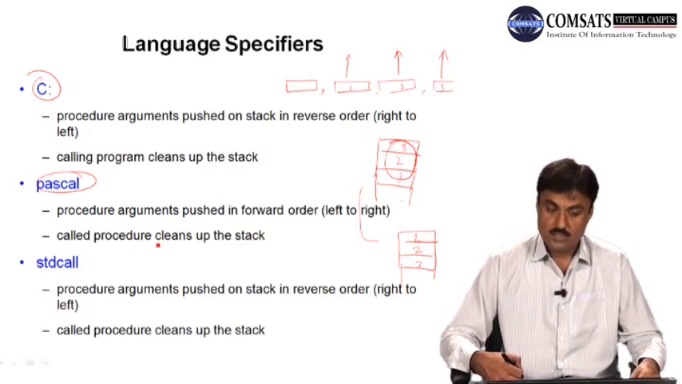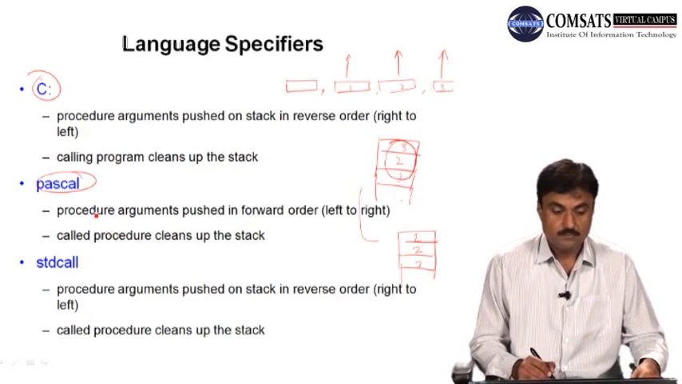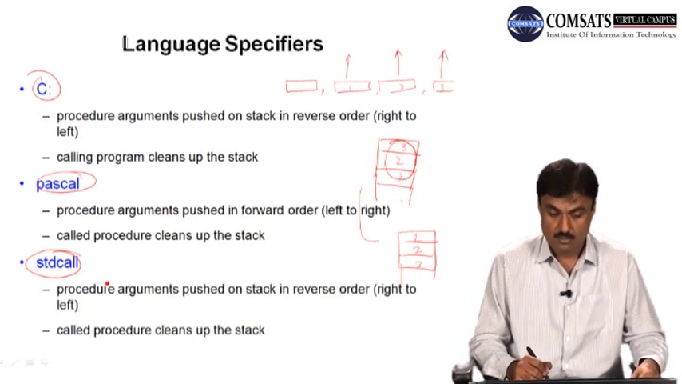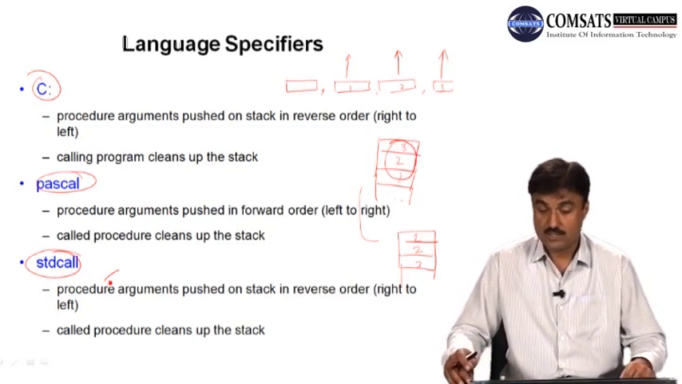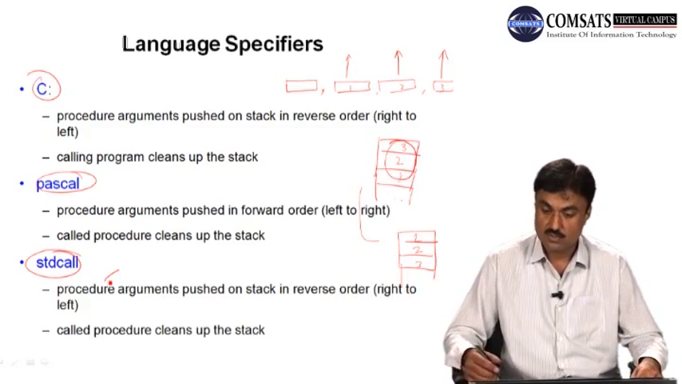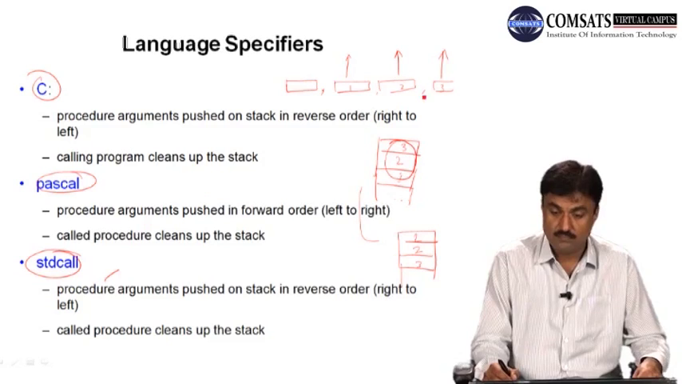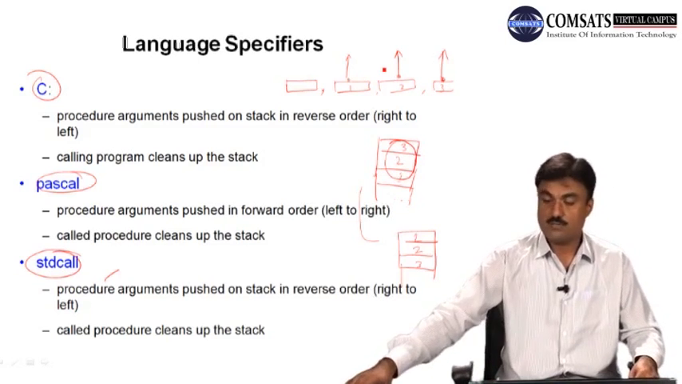So all these procedures are being cleaned by the cleanup of the stack area. If we use stdcall, this is the same as the C calling language specifier. So procedure arguments are pushed on the stack in the same reverse order as with the C language specifier. So just keep in mind, if you are using the C language specifier or stdcall, the arguments are stored in reverse order. It means the last argument will be pushed first, then the second last, and so on, in reverse order from right to left.